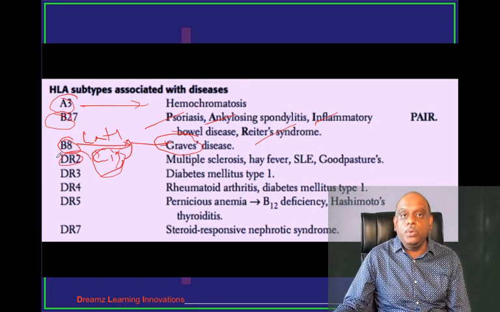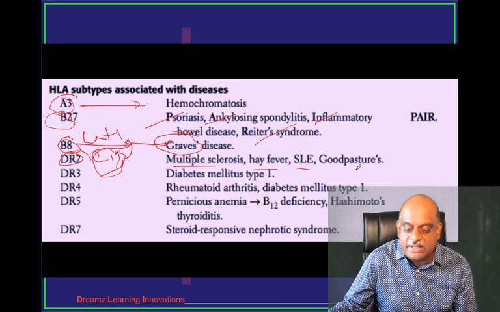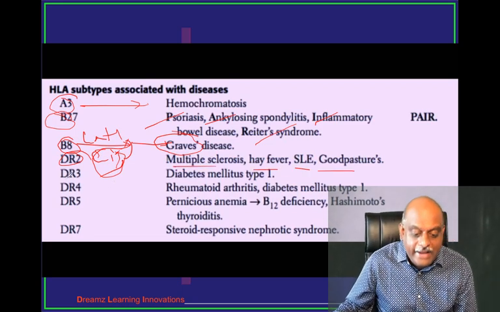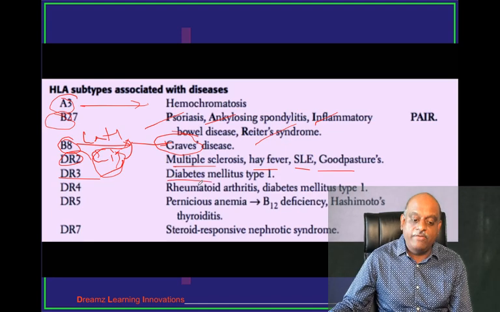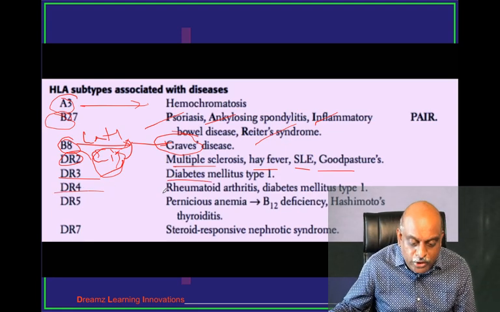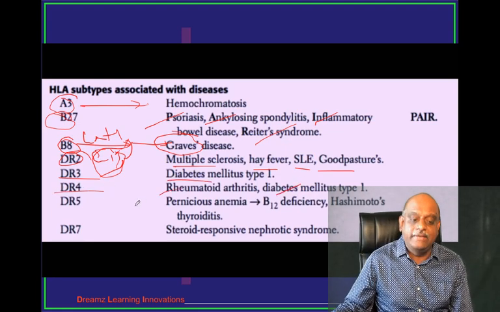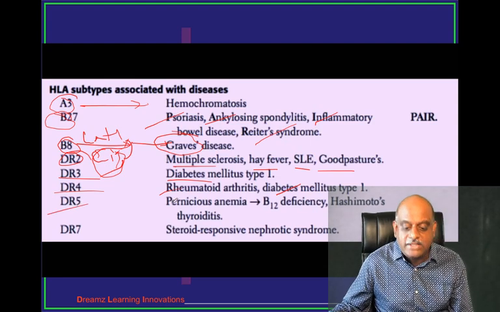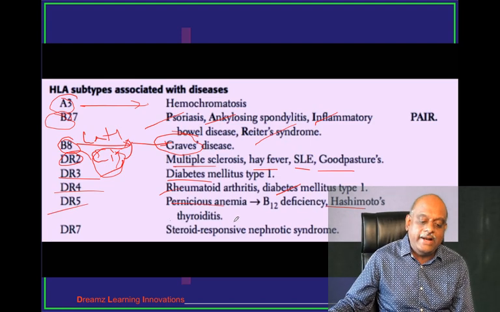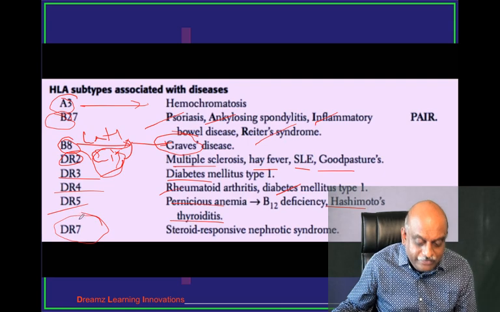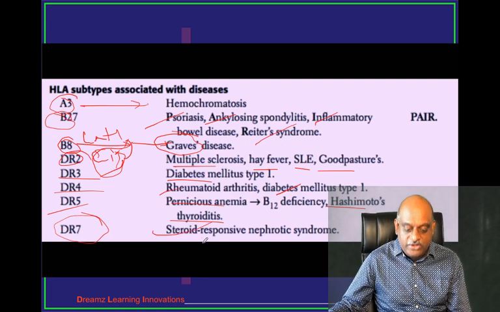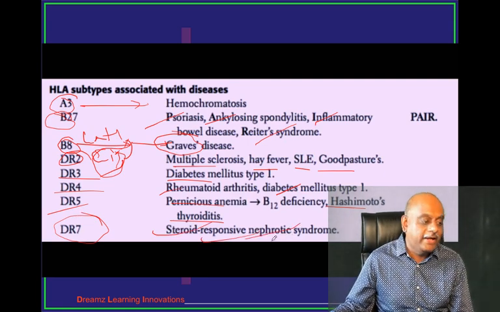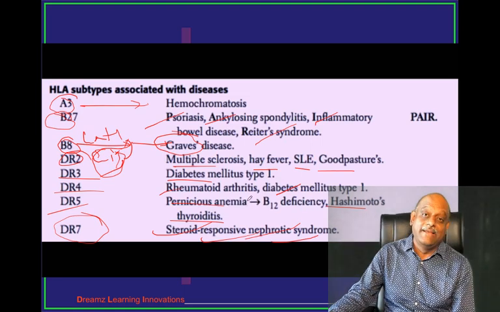Now, DR2: multiple sclerosis, hay fever, SLE, Goodpasture. DR3: diabetes type 1. DR4: rheumatoid arthritis, diabetes type 1. DR5: pernicious anemia, Hashimoto's thyroiditis. DR7: steroid responsive nephrotic syndrome. Finished.